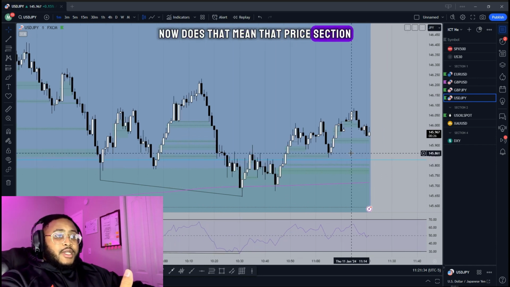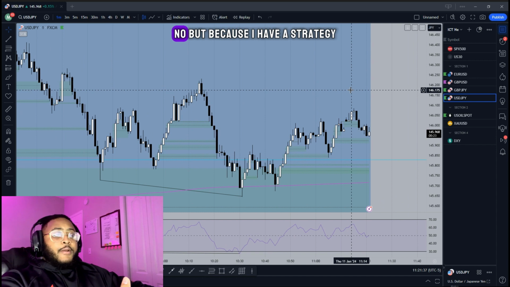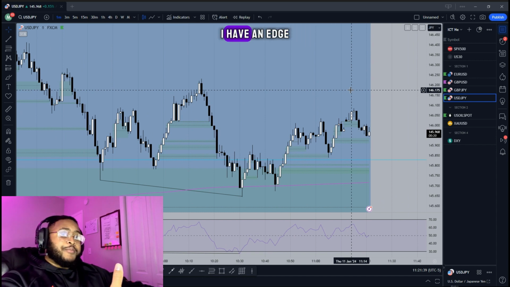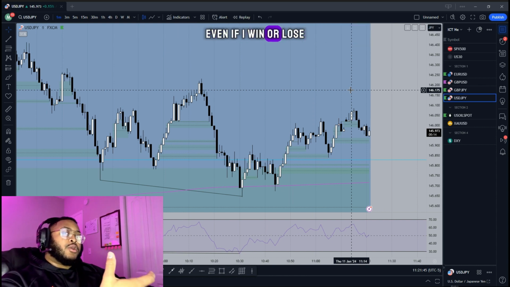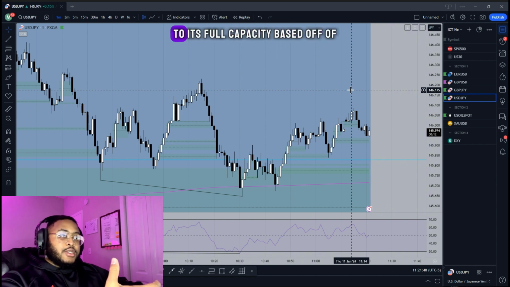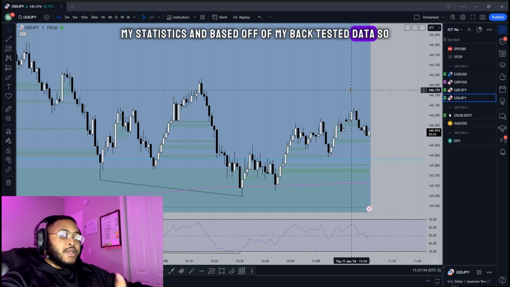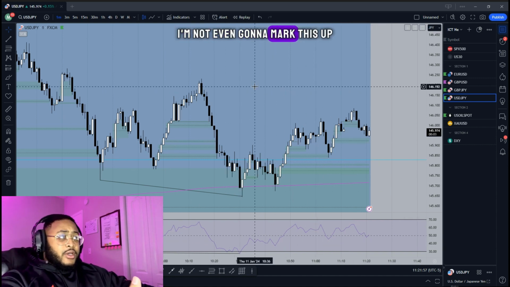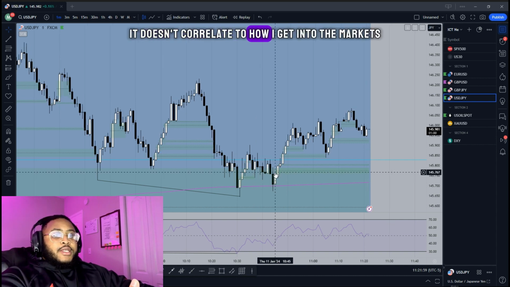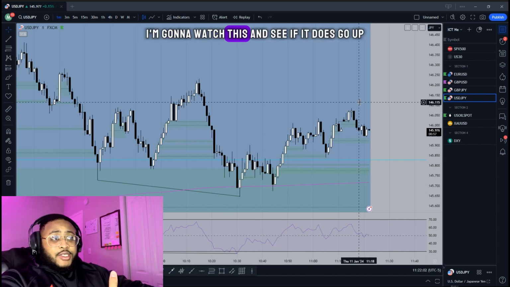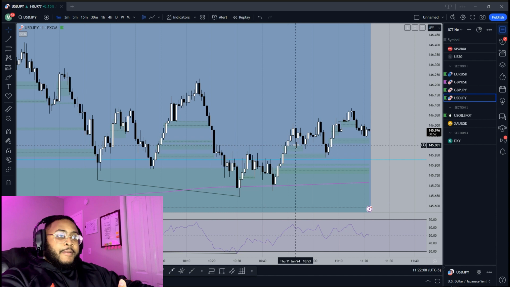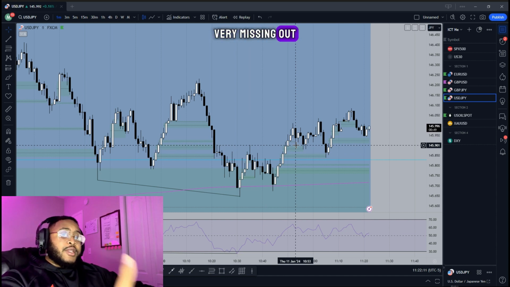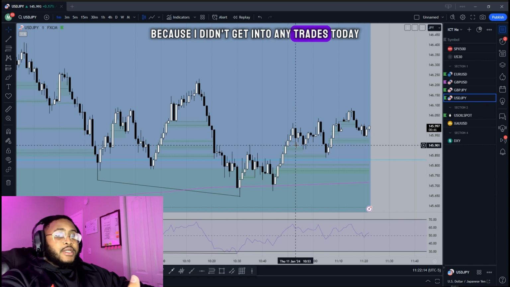Now, does that mean that price action is still not going to move higher for the day? No, but because I have a strategy, I have an edge, I want to stick to that edge and make sure that even if I win or lose, I traded that strategy to its full capacity based off of my statistics and my back tested data. So I'm not even going to mark this up. Like I said, it doesn't correlate to how I get into the markets. I'm going to watch this and see if it does go up, but I'm not going to get FOMO, fear of missing out, because I didn't get into any trades today.